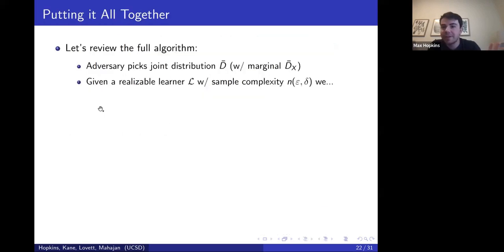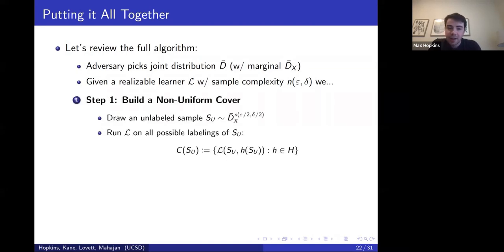Actually, let me put together the whole algorithm so that we can see it all together. Hopefully this will help bring everything together and make it a little more cohesive. So let's review the full algorithm before we move on to applications. Recall that the first step is that the adversary picks some joint distribution D-bar. We've been writing the marginal as D_X, and we are given a winning strategy to the realizable game. We're given a realizable learner L with some fixed sample complexity and epsilon, delta, and we're trying to construct a winning strategy to the agnostic game. We're trying to build an agnostic learner. And we do this in these two steps.